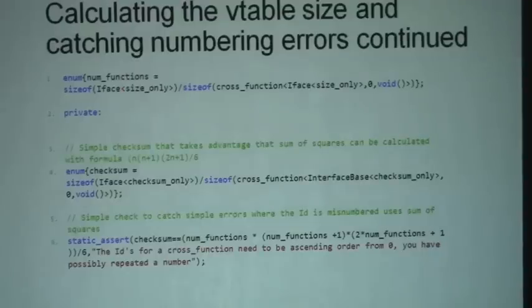All right. Then we use sizeof to calculate the size of I size only and cross function I size only. And with 1,024, even if you have a little bit of alignment issues or something has a member variable, that's going to be overwhelmed and we'll get the number of functions. Then we double check by noting that the sum of squares is n times n plus 1 times 2n plus 1 all over 6. So if the sizes don't match that, then we know we've got a misnumbering error in there somewhere.